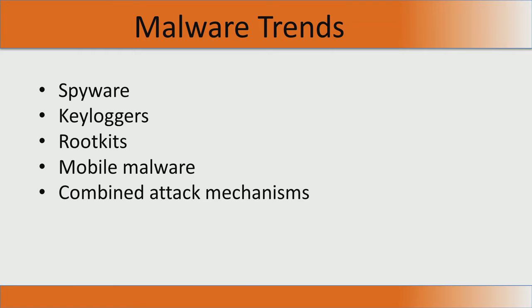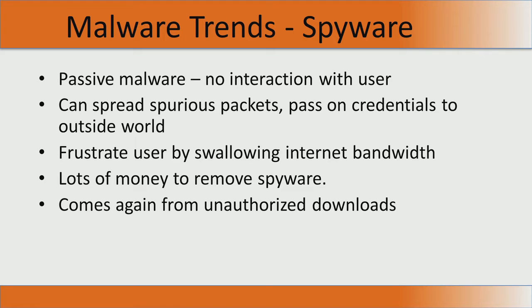Now we will see the different types of malware. It could be spyware, keyloggers, rootkits, mobile malware, and a combination of these. We will quickly see spyware, keyloggers, rootkits and mobile malware in this talk. So what is spyware? It is actually a passive malware. It does not show itself.